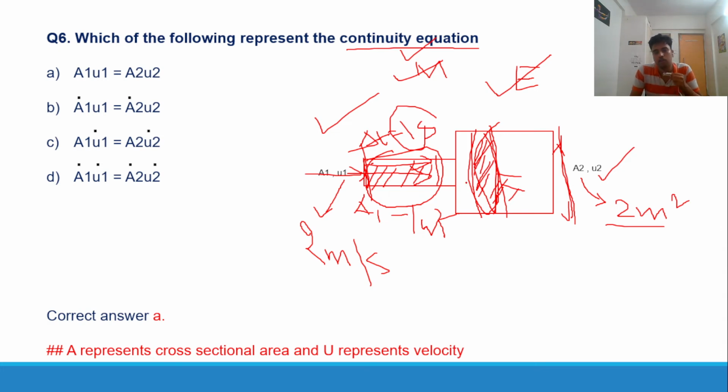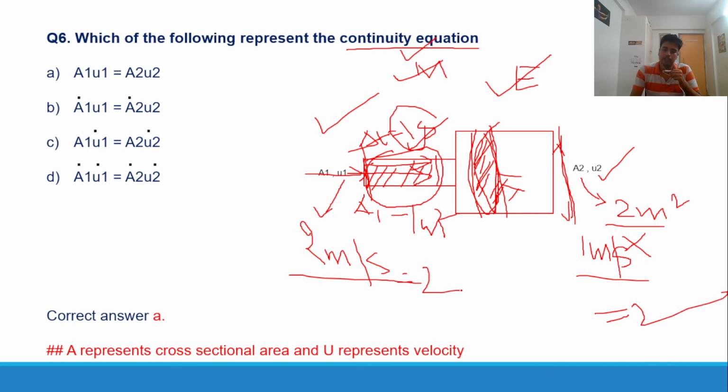So what will happen if we increase the cross sectional area to 2 meter square? To maintain this amount of fluid in 1 second, it will halve the fluid velocity. Earlier the fluid velocity was 2 meter per second, it will come out to be 1 meter per second. So you multiply these two, 2 into 1 equal to 2, here also 2 into 1 equal to 2. So you see A1 into U1 equal to A2 into U2. So the correct option is option A, A1 into U1 equal to A2 into U2, where A represents the cross sectional area and U represents the velocity of fluid.